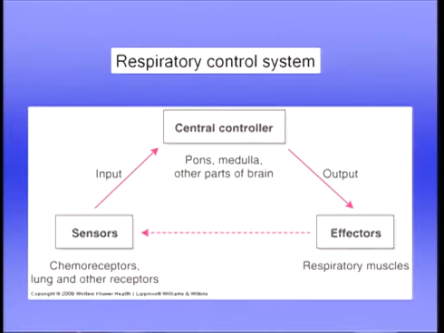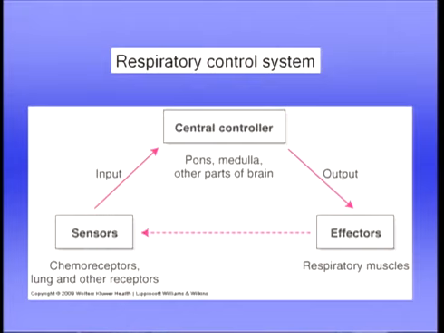So let's look first of all at the respiratory control system, which is shown here. We can start with the sensors, bottom left. These look at the gas exchange in the blood. We've got what are called chemoreceptors, and I'll go into those in some detail. They look at the levels of PO2, PCO2, and pH in the blood. You've also got receptors in the lung, which look at the movement of the lung, and other receptors as well, for example, from exercising muscles.